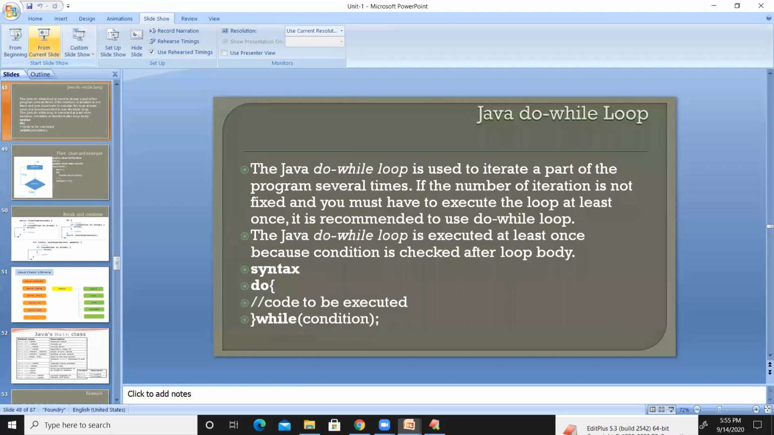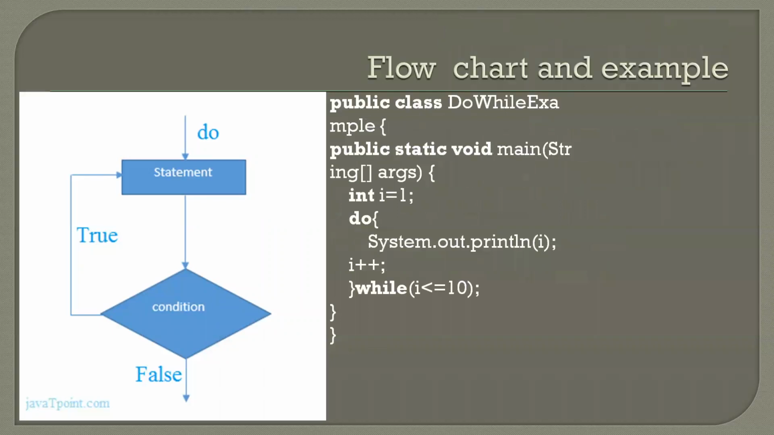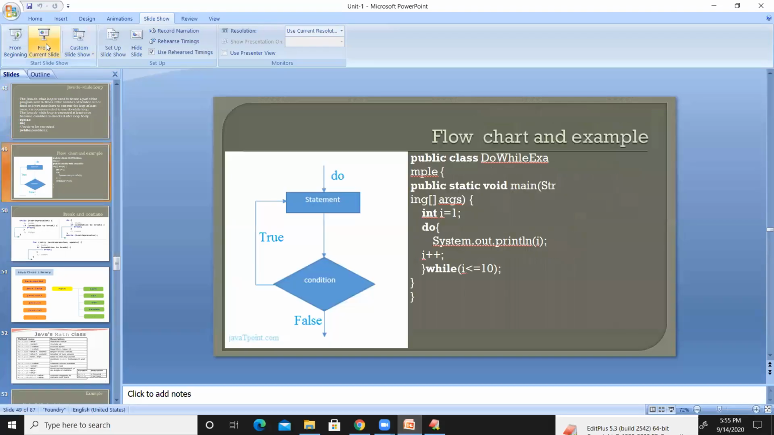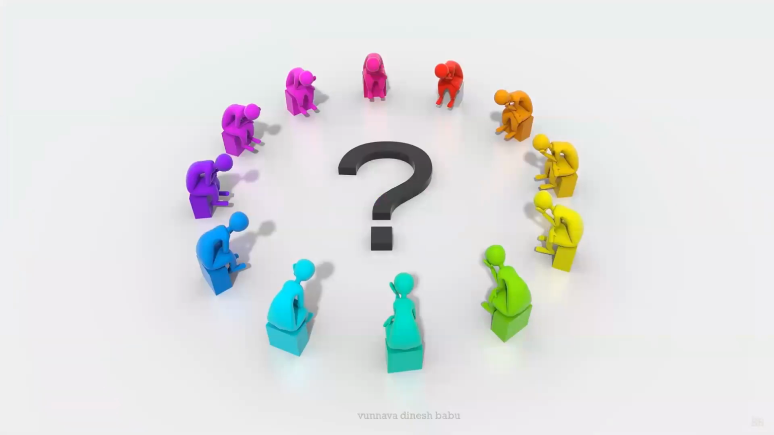Now let us see the next one. Break and continue, right? I will show the usage of break and continue in the next class. So with this, I am going to close today's session. In today's session, we have discussed mainly 3 things. The 3 things are different types of iteration statements. The other name for iteration statements is looping statements.